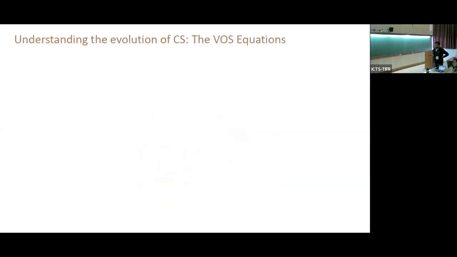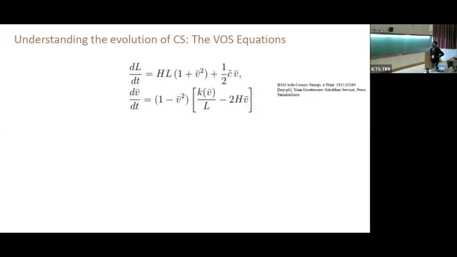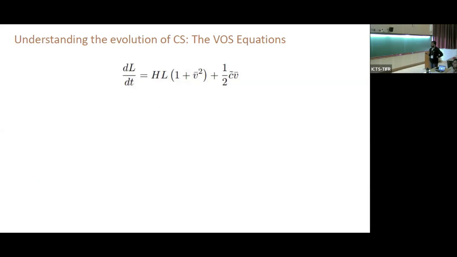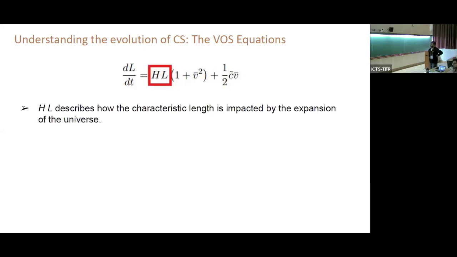The next thing that we need to understand is the velocity-dependent one-scale equation. These are essentially coupled differential equations, which depend on the correlation length L and the mean velocity of the cosmic strings, v bar. k v bar is essentially a phenomenological parameter, which we call the momentum parameter, and it measures a deviation from a straight string. So k v bar equals 1 represents a straight string. We will look at this equation because it is the important equation in the context of our study, and particularly the first term, H times L. HL describes the characteristic length.